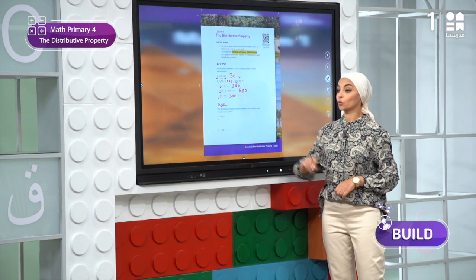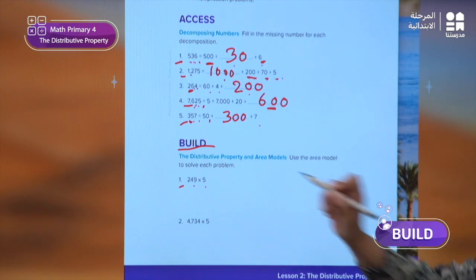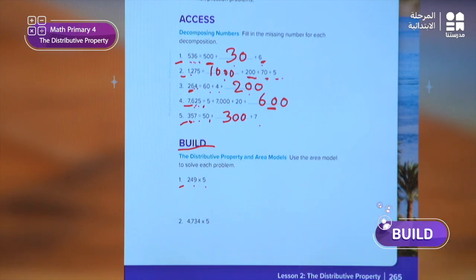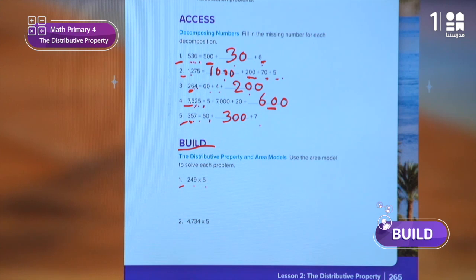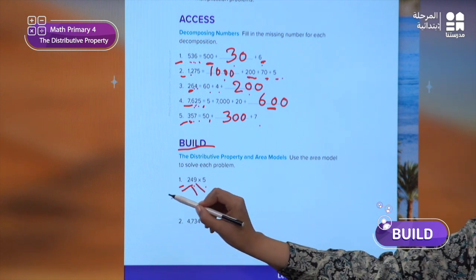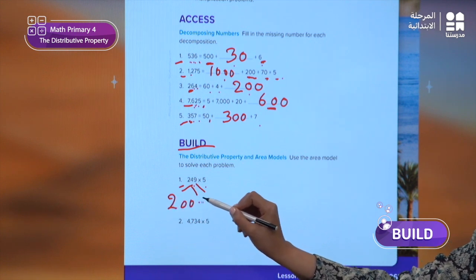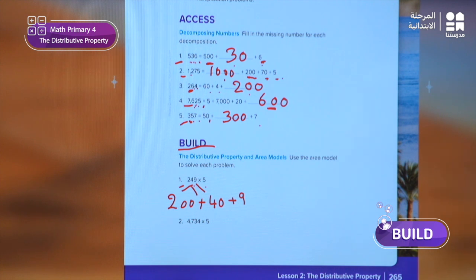Let's move to problem number 1. Problem number 1, we will multiply 249 times 5. What is the first thing I will do? Yes, I will decompose number 249. We will start decomposing the number 249 to represent the value of each digit. So 249, when I decompose it, it will be 200 plus 40 plus 9. I have now decomposed it.